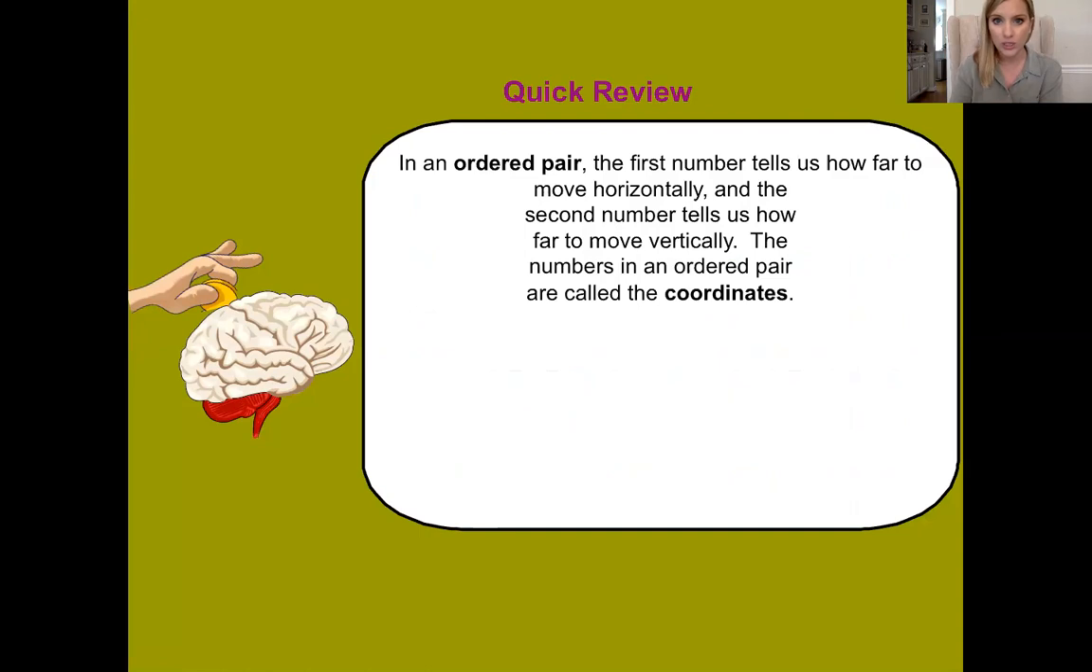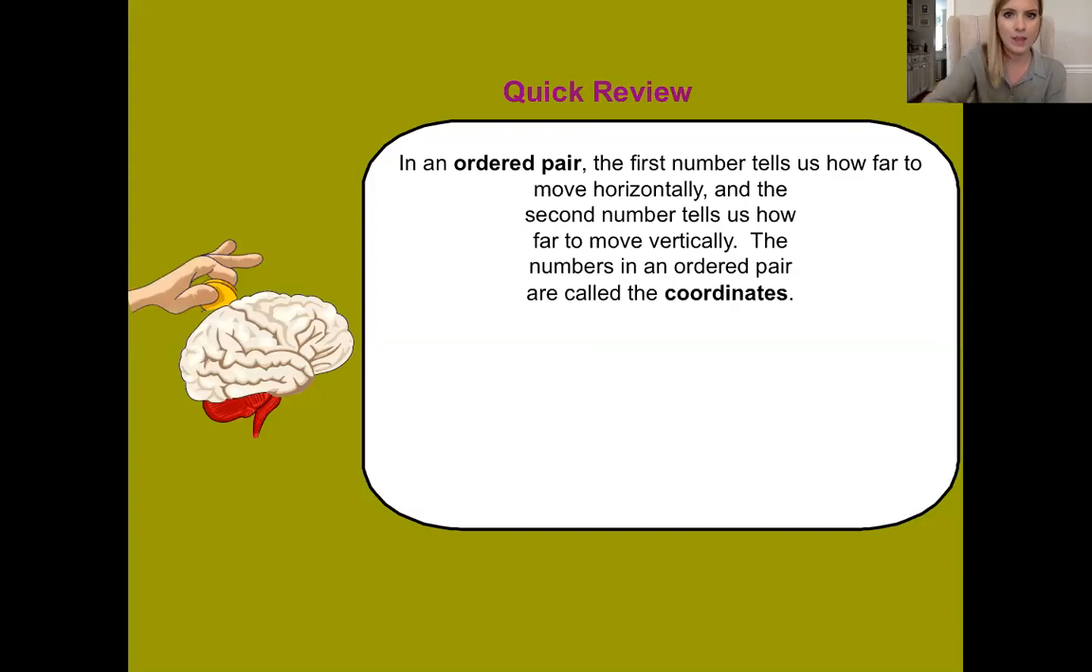We also learned that the horizontal line on a coordinate plane is called the x-axis, okay? And the vertical line is the y-axis.